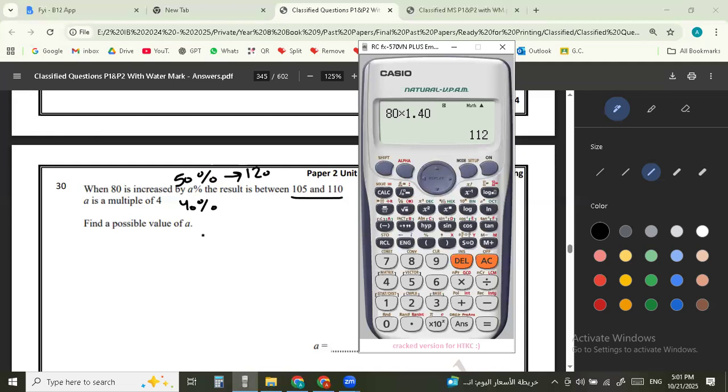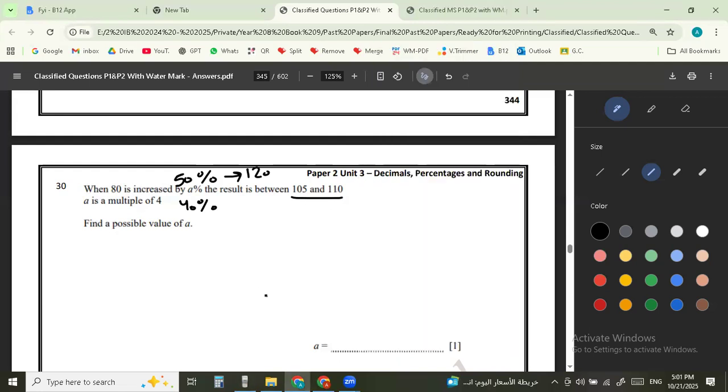Mister, can I say 39%? Is 39 a multiple of 4? No, no, no. I'm sorry. So it's a 36% increase, maybe. 80 times 1.36 equals 108.8. That's in the range that they requested, and A in this case is a multiple of 4. So it is a 36% increase.